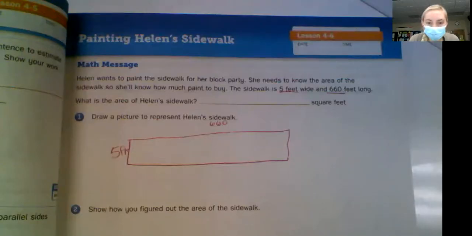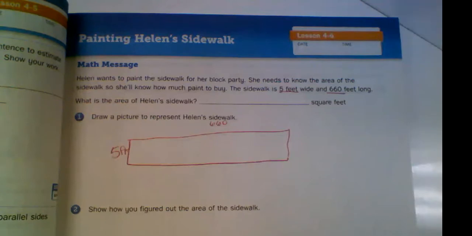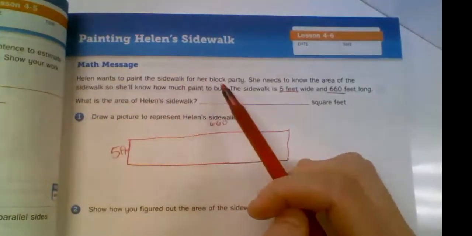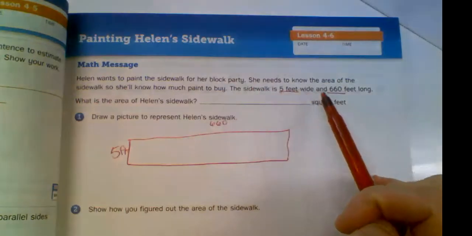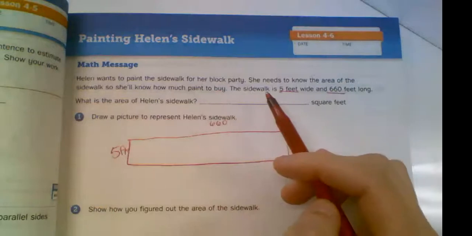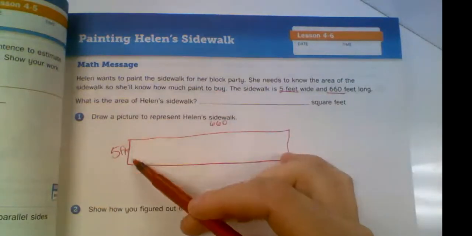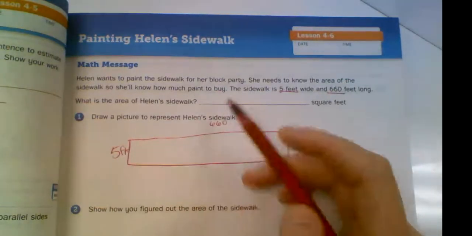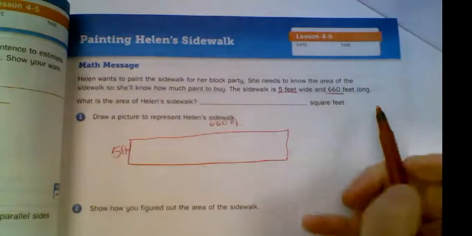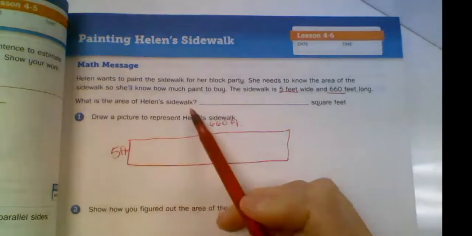Okay, I got us started off the bat here on page 119, painting Helen's sidewalk, our math message, our warm-up today. Helen wants to paint part of the sidewalk for her block party. She needs to know the area of the sidewalk so she'll know how much paint to buy. The sidewalk is 5 feet wide, so I drew that out, and 660 feet long. What is the area of Helen's sidewalk?